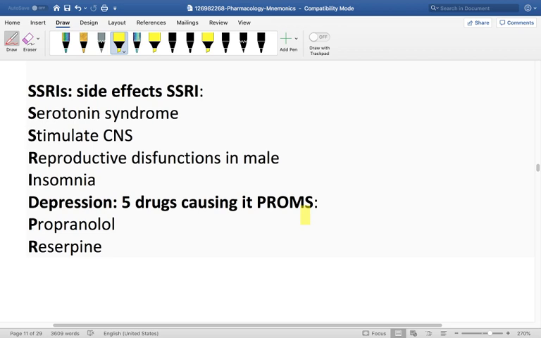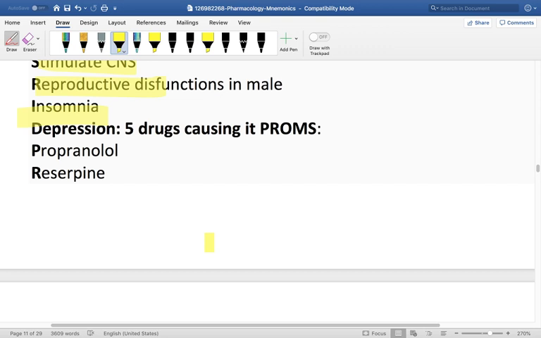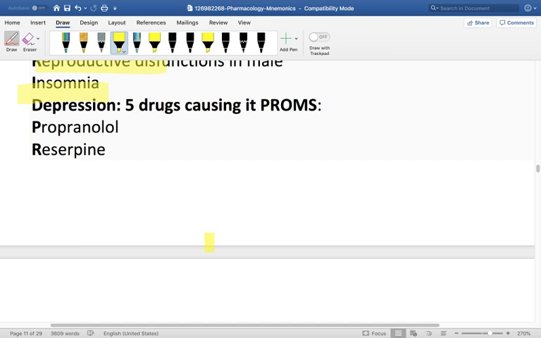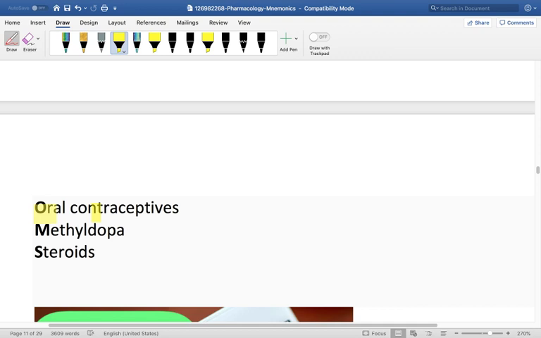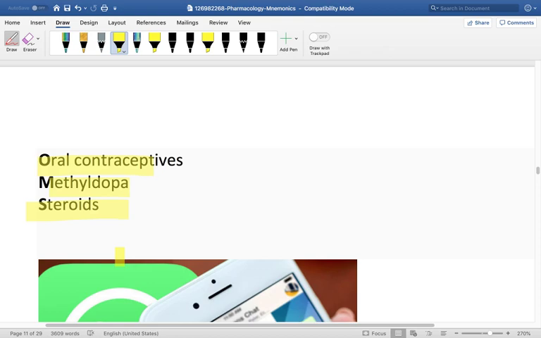Then what are the side effects of SSRI? Serotonin syndrome stimulates CNS. Reproductive dysfunction in male, very important. And insomnia is what you should remember. Now, doctor, which drugs cause depression? Five drugs, doctor: propranolol, reserpine, OCPs, methyldopa, steroids. These are the 50 hot issues in pharmacology, doctor.